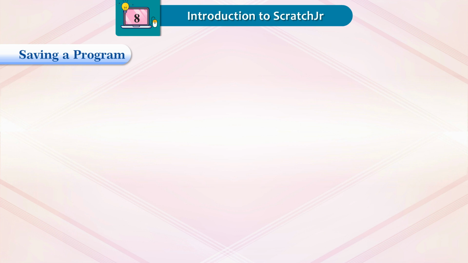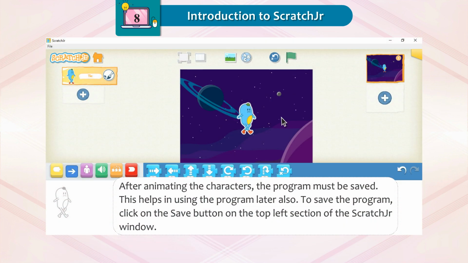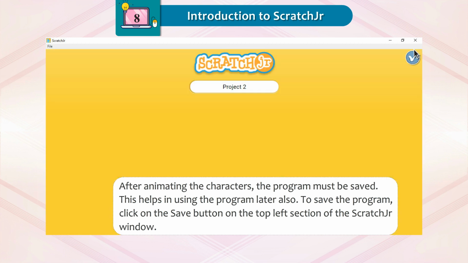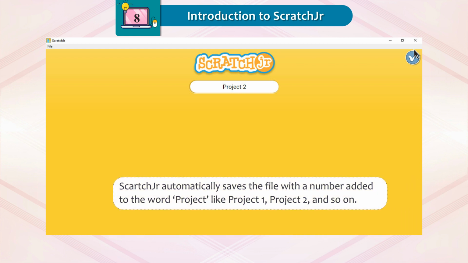Saving a program. After animating the characters, the program must be saved. This helps in using the program later also. To save the program, click on the Save button on the top left section of the ScratchJr window. ScratchJr automatically saves the file with a number added to the word Project, like Project 1, Project 2, and so on.